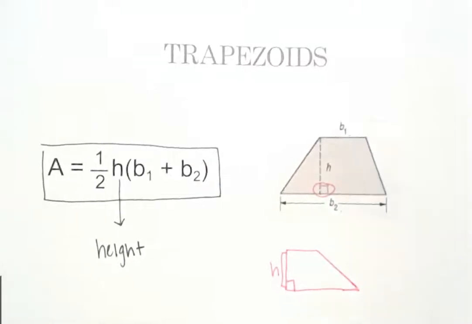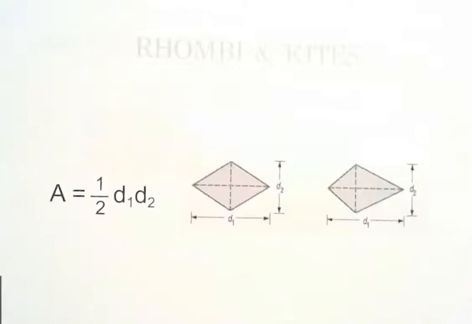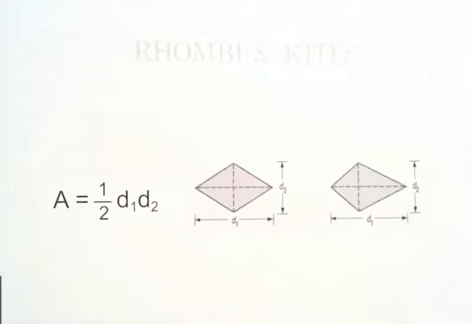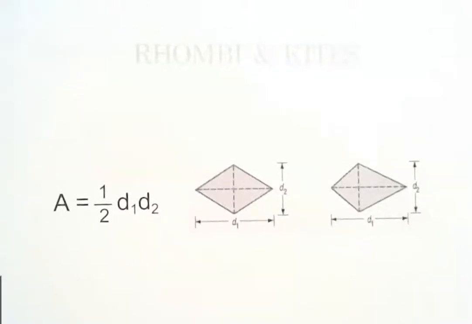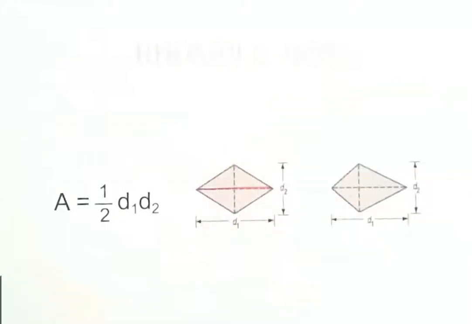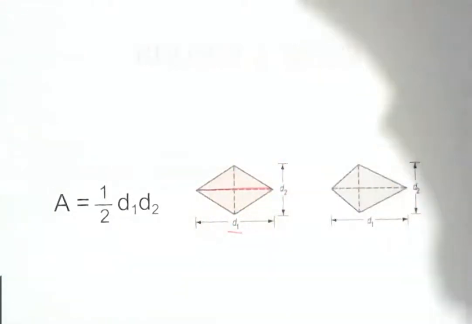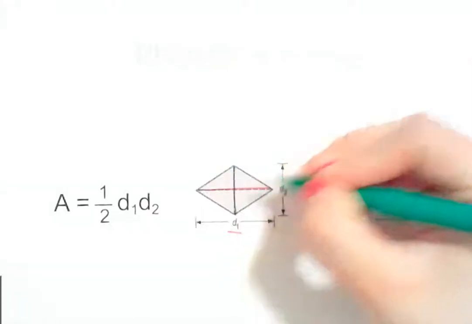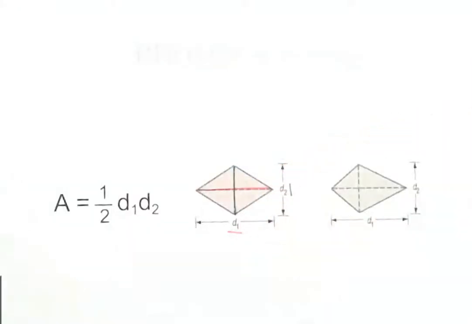And then we have the formula for area of rhombi and kites. This one is also pretty straightforward. Half times your diagonals times each other, or half the product of your diagonals, right? That's what that means. My only thing I want to point out here is it wants this entire length. That's our diagonal 1. And here is diagonal 2, right? Half your diagonals times each other.